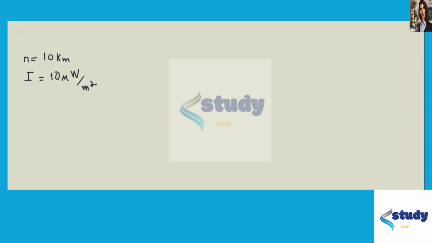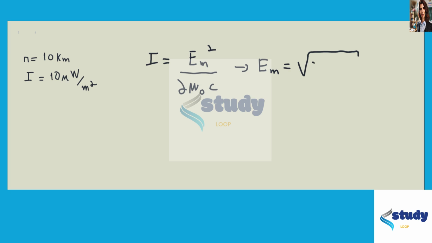Because we have the intensity, we can find the electric field, because the intensity of the electromagnetic wave will be just the amplitude of the electric field squared divided by 2 mu 0 c. And we can use this to solve for the electric field component. So this is the square root of 2 mu 0 c times the intensity. And we can just substitute values here.